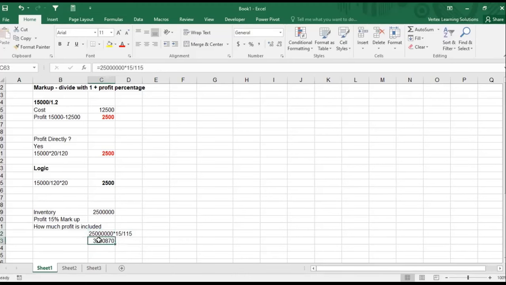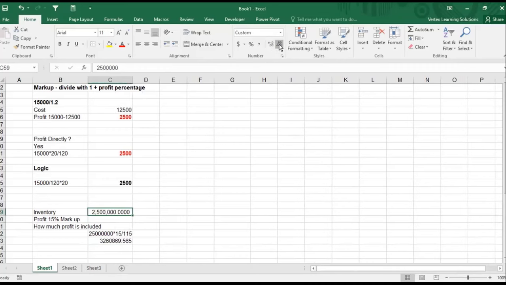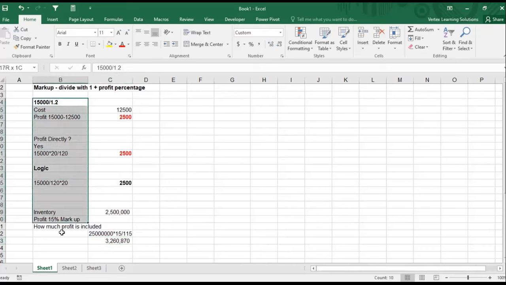You say that profit is, if it is 25 million, or what did I write? 25 or 2.5? Okay, yeah, 2.5 million. And how much is this? Profit is 3.2 million inside if it is 15%. Okay, this is how you do it on calculator with markup.